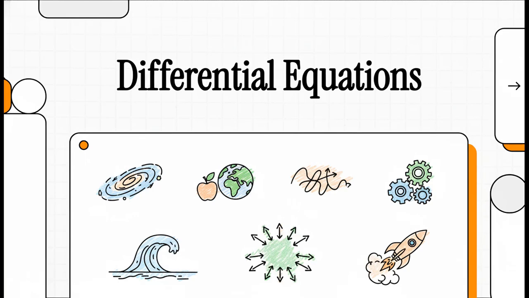Welcome to the Explainer. Today we're going to decode the mathematical language that describes, well, just about everything that moves or changes, from a simple falling apple all the way to the orbits of entire galaxies. Yep, we are talking about differential equations.